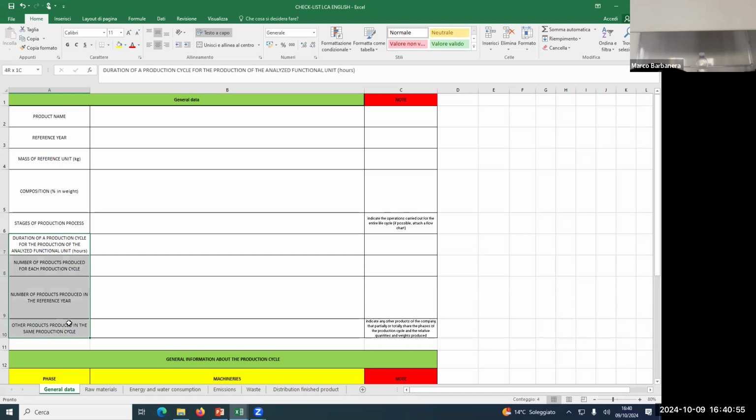Then here, in the following lines, you have some information about the characteristics of the different stages of the production process. In fact, it's important to know, for example, the duration of each production cycle. It's important to know the number of products produced for each production cycle.